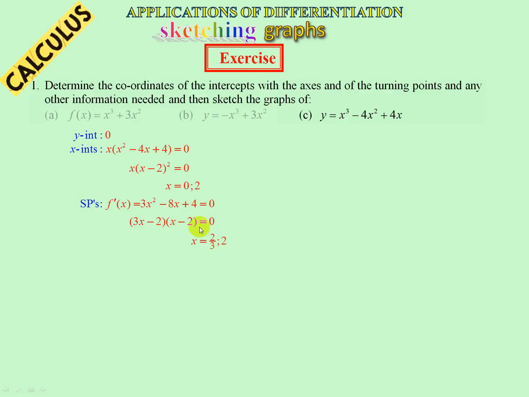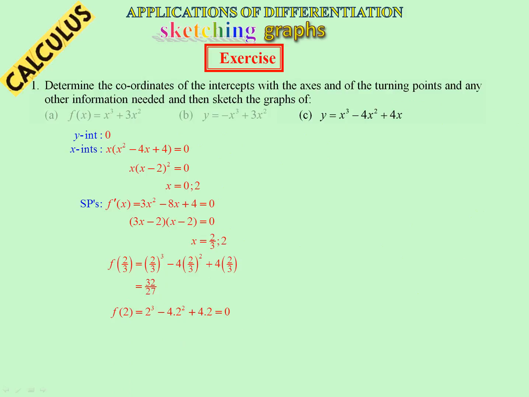Differentiate, equal to 0, solve for x. Substitute in the original to get the y value. So we have 2/3, 32 over 27, and 2, 0.